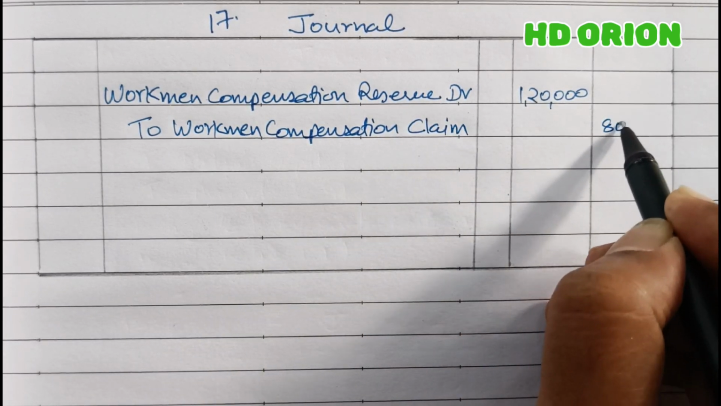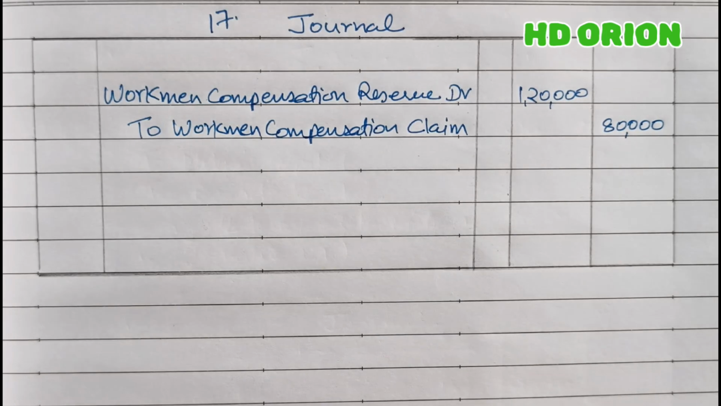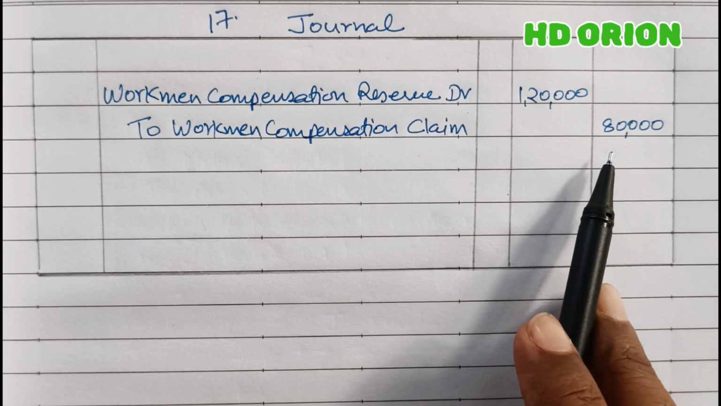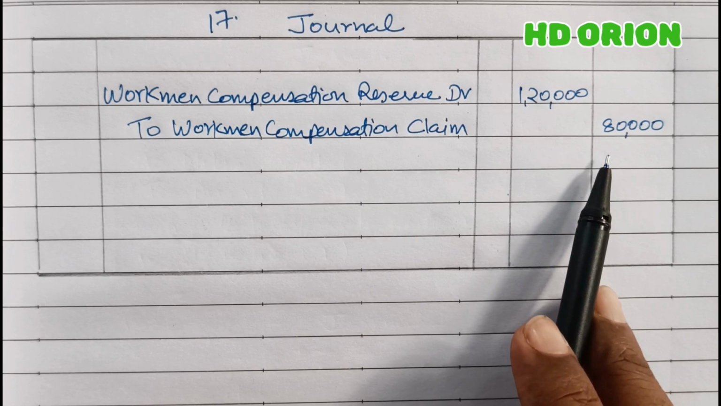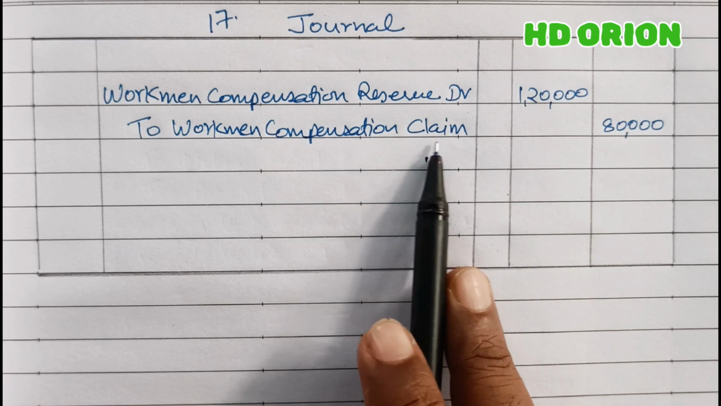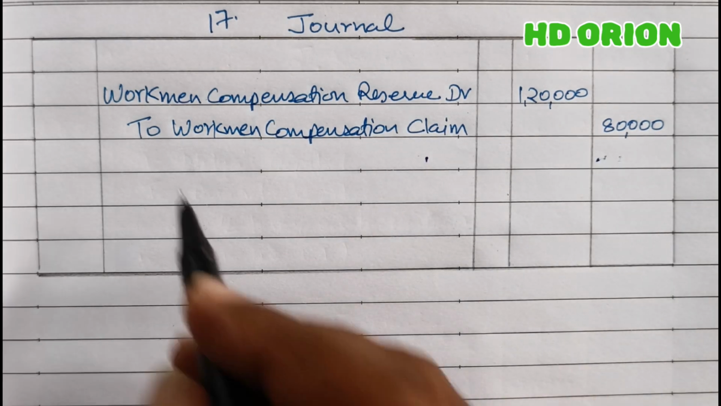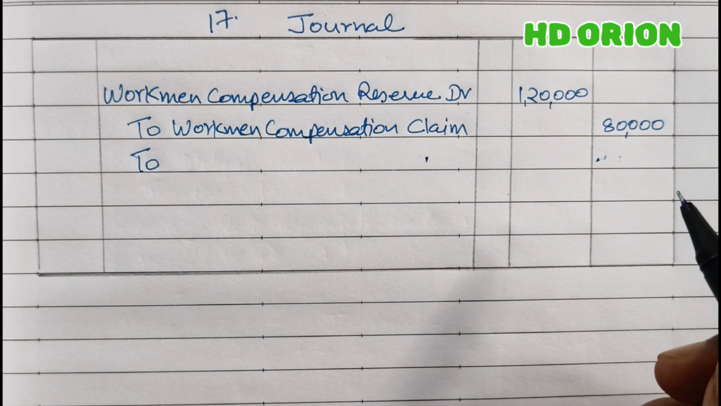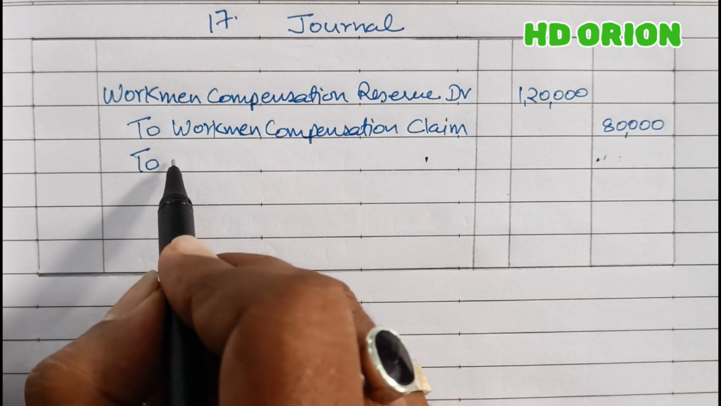So this 80,000 cannot be transferred to partners' capital accounts. It cannot be given. It is not an amount which can be transferred to the partners. It is not a profit now because a claim is there. So we have to meet the claim. And the remaining 40,000 will be transferred to partners X, Y and Z.